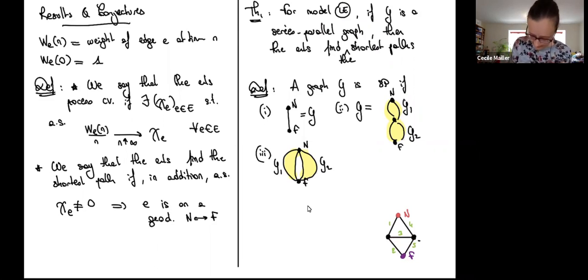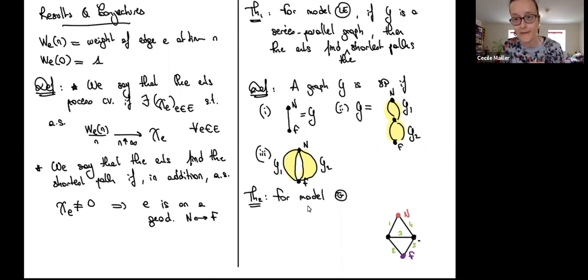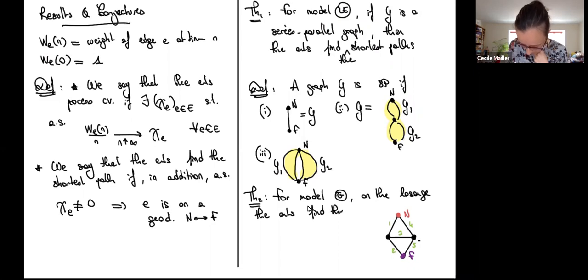And for this graph, we managed to prove a second theorem, which says that this time for model G, although again, we believe it would also be true for the loop erased model, but we didn't prove it because we also believe it would be harder to prove for the loop erased model in this case. But for model G, the geodesic model, on the losange, which is just this graph drawn here, the 5-edge graph, then the ants find the shortest path.